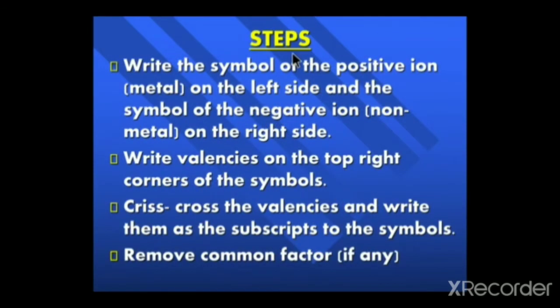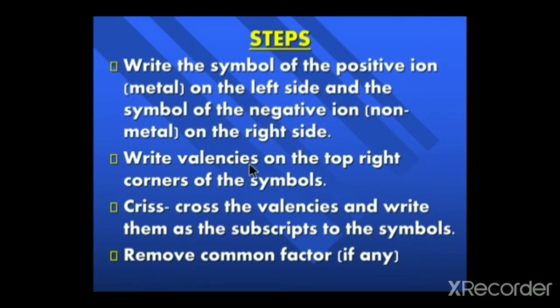Next are the steps to write a chemical formula. Number 1, write the symbol of the positive ion, that is the metal, on the left side and the symbol of the negative ion on the right side. This we have already discussed.